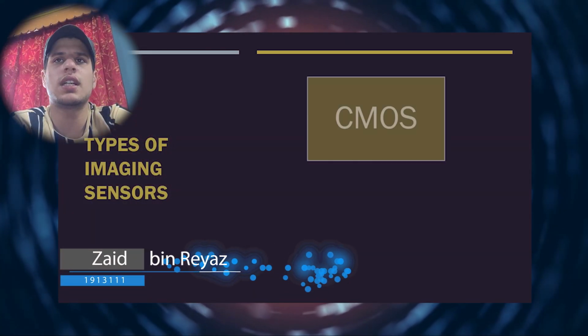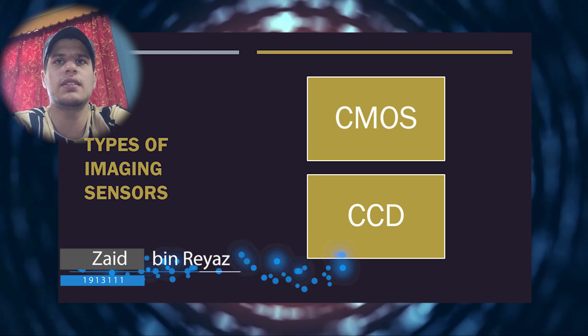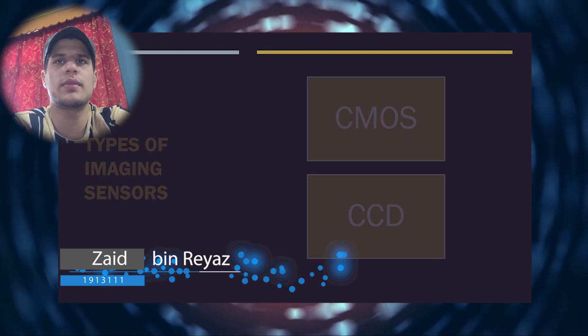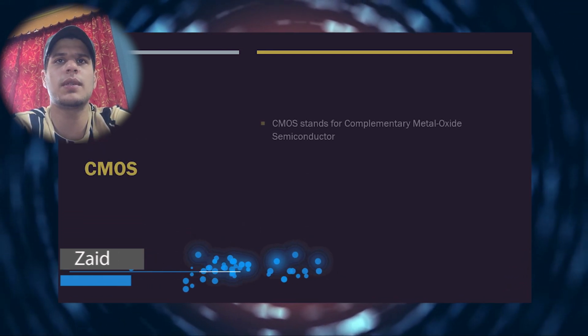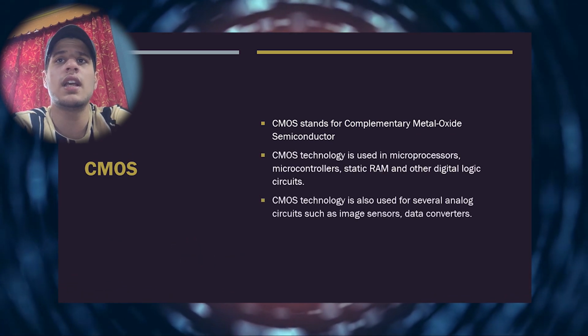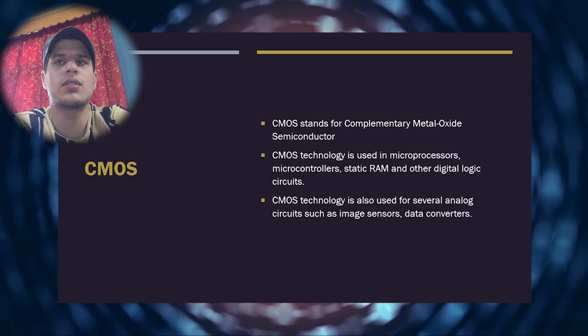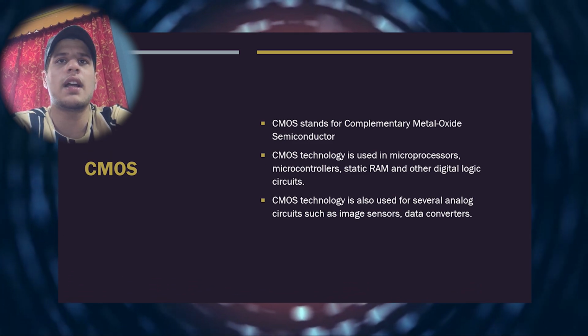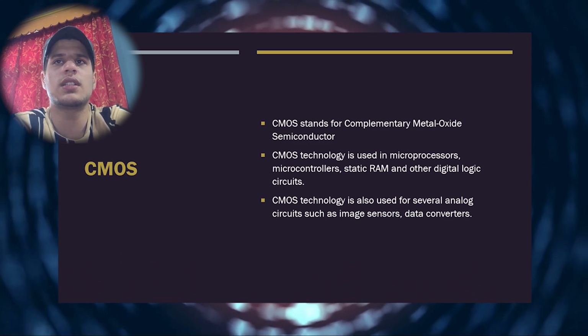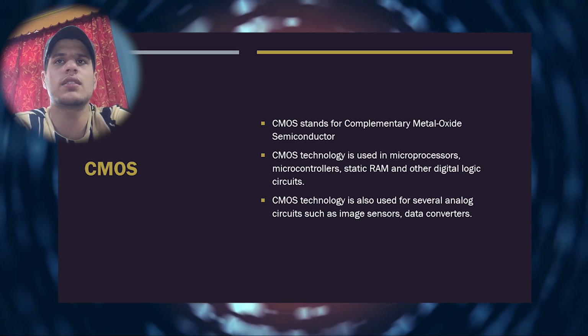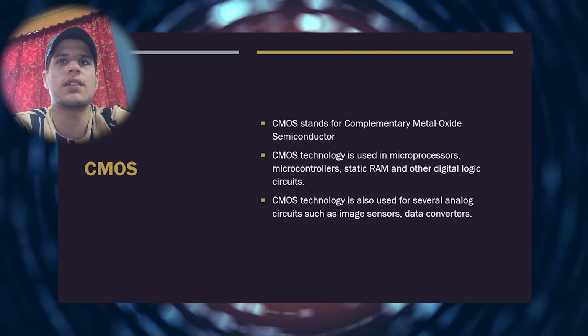Today I'll be explaining digital camera sensors and their types, and one sensor type, CMOS. The two main types of sensors used in digital cameras today are CCD and CMOS. I shall be focusing on CMOS in this presentation. Complementary metal oxide semiconductor is a technology for constructing integrated circuits. CMOS technology is used in microprocessors, microcontrollers, static RAM and other digital logic circuits. CMOS technology is also used for several analog circuits such as image sensors and data converters.